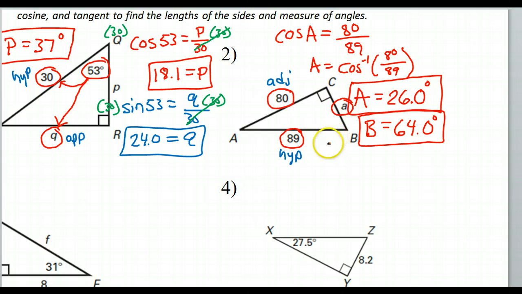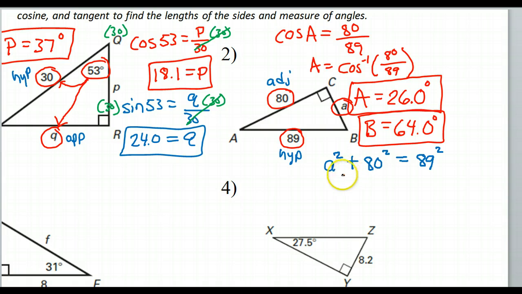Hopefully you remember that the Pythagorean theorem is what you do anytime I give you two sides, you will find the third side using the Pythagorean theorem. A squared plus B squared equals C squared. So literally we're going to do A squared, because that's A, plus B squared will be 80, and my C squared is going to be 89 squared. The hypotenuse always goes by itself, so that's why it had to be this way.